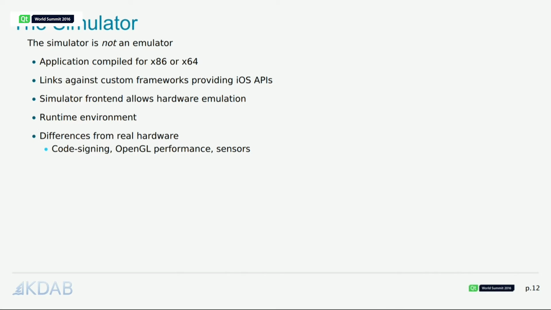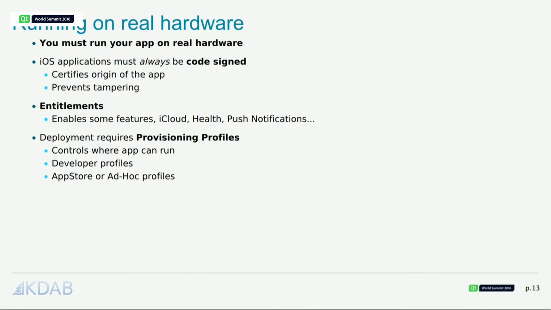The OpenGL is very different. The sensors are very different, all that kind of thing. So yeah, very, very important to get to run on real hardware as soon as you can. It's usually as simple as plugging it in and getting it to run. That's assuming you have signed up to Apple's developer program, because you can't do that otherwise.